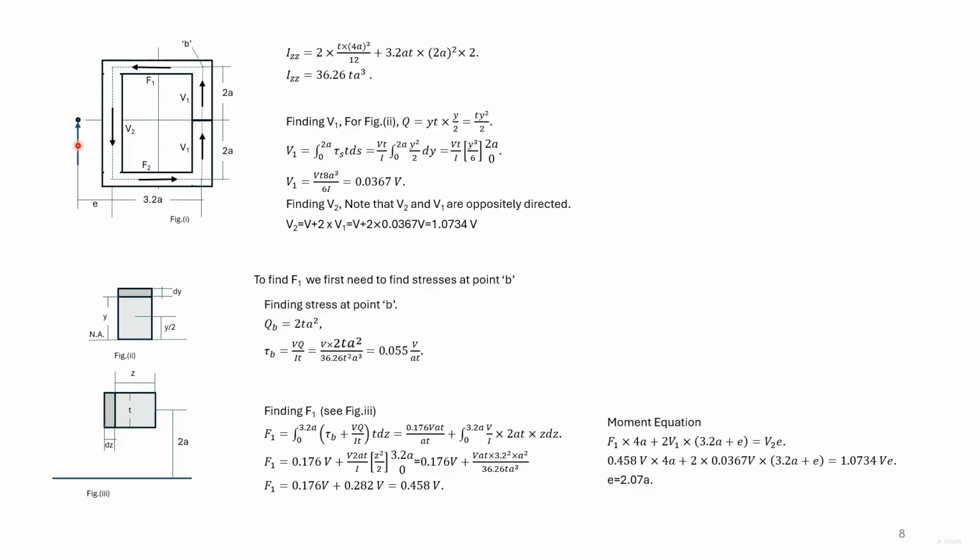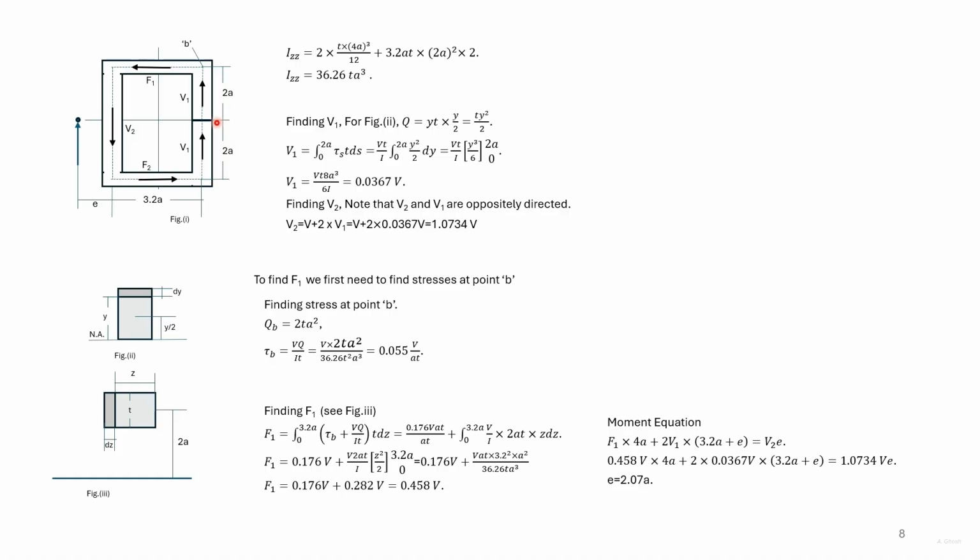If a load is applied at the shear center as shown, then the shear flow and the corresponding shear forces in the different portions will be directed as shown. We first find out the moment of inertia of the section. So we find out the moment of inertia of these vertical portions about their own axis and add A D square for the horizontal portions. So here we have the moment of inertia. Next we find V1.